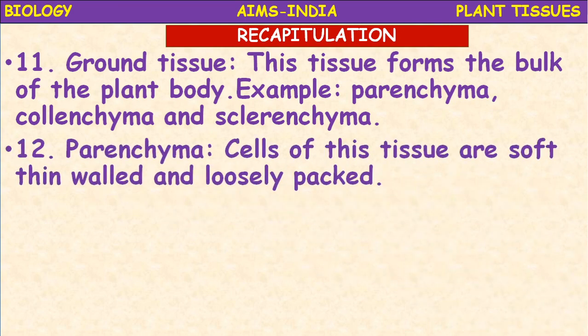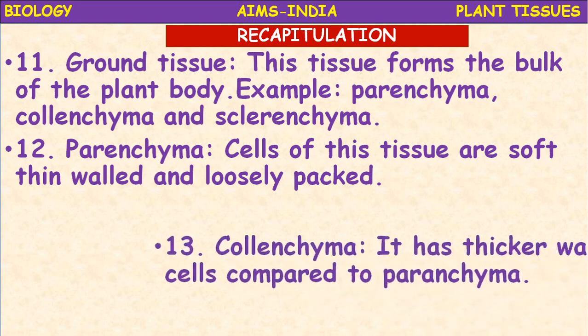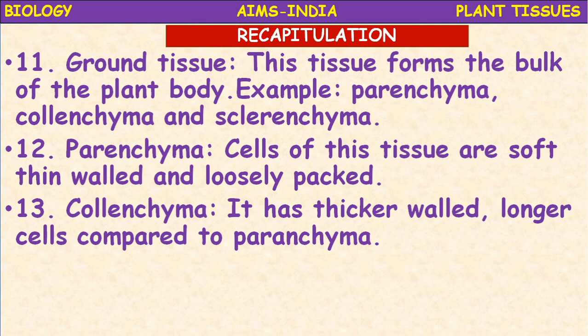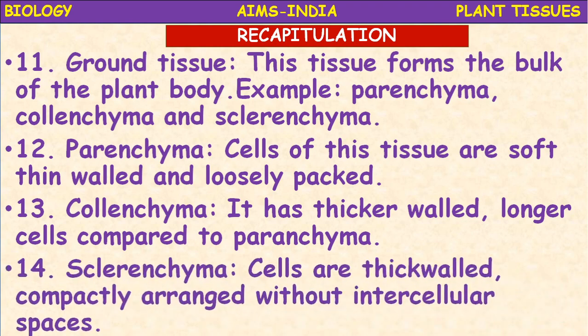Parenchyma: the cells of this tissue are soft, thin-walled and loosely packed. Collenchyma: it has thicker walled, longer cells compared to parenchyma. Sclerenchyma: the cells are thick-walled, compactly arranged without intercellular spaces. Parenchyma, collenchyma and sclerenchyma together are called ground tissue or simple permanent tissue.